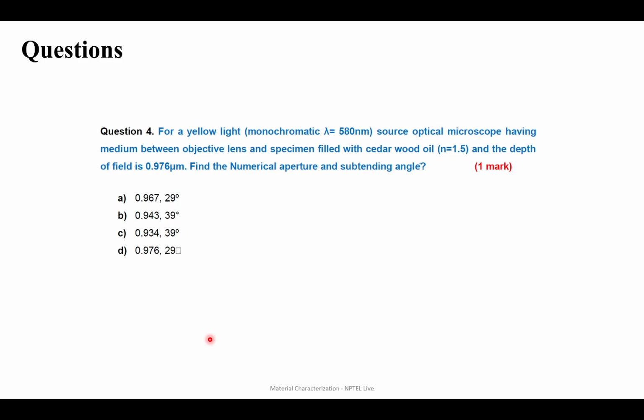For a yellow light monochromatic source, lambda equals 550 nanometer, optical microscope having medium between objective lens and specimen filled with cedar wood oil, n equals 1.5, and depth of field equals 0.976 micron. Find the numerical aperture and subtending angle. 0.967, 29 degrees; 0.943, 39 degrees; 0.934, 39 degrees; 0.976, 29 degrees.